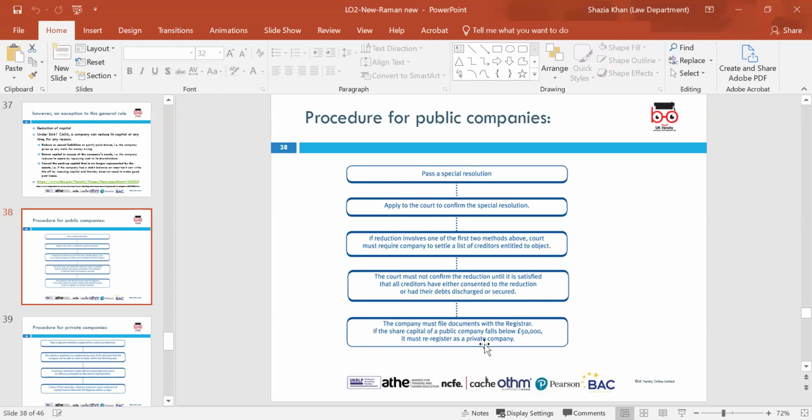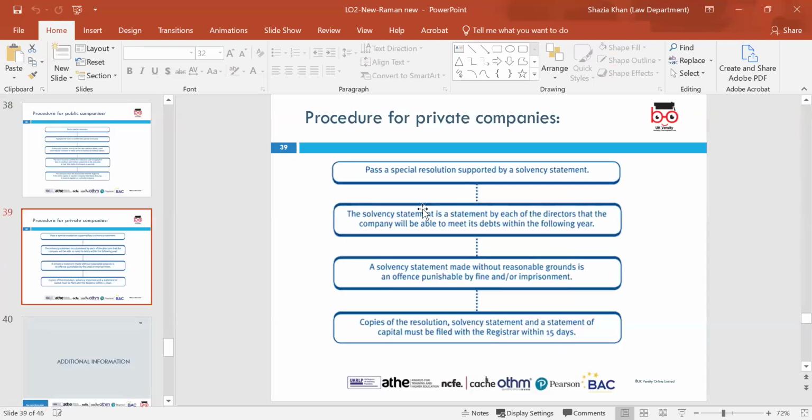If the share capital of a public company falls within 50,000, it must re-register as a private company. The procedure for private companies: you pass a special resolution supported by a solvency statement. The solvency statement is a statement by each of the directors that the company will be able to meet its debts within the following year. A solvency statement made without reasonable grounds is an offence punishable by fine or imprisonment, and then copies of the resolution, solvency statement and statement of capital must be filed with the registrar within 50 days.